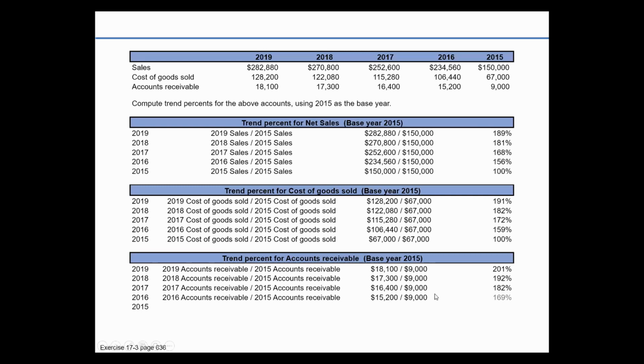So what this shows you is the amount of either the increase or the decrease over the base year. And so this allows you to compare things across time. Okay. And so you see here 100% means it's going to be the same. 200% is going to be double, and so on and so forth.